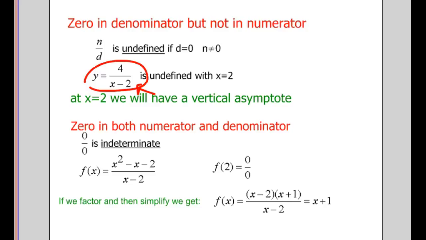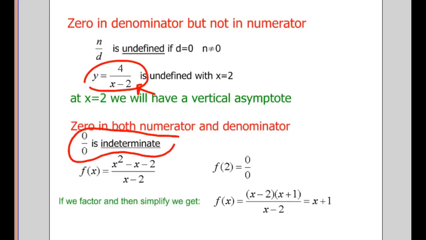Zeros in the denominator mean that you're going to end up with a vertical asymptote, because you cannot have 2 as part of your equation in there. It'll make your equation 4 over 0, which is not allowed. It's undefined. So we've talked about zeros in the numerator, which make x-intercepts, and zeros in the denominator that make things undefined. And then we talk about if we get a 0 in the numerator and a 0 in the denominator. If they show up in both, then that's called the indeterminate.